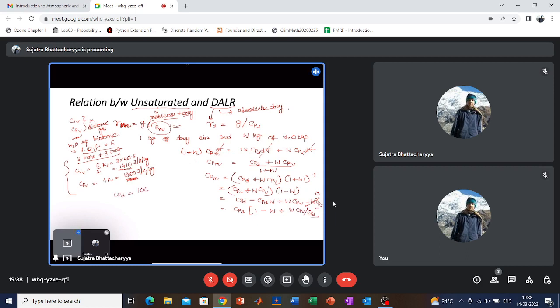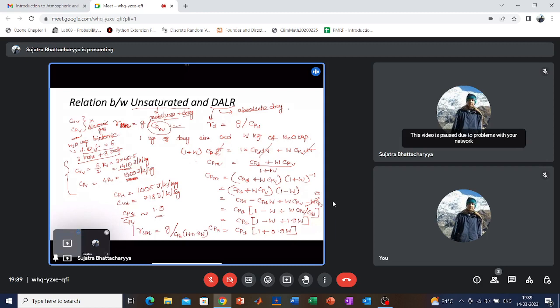We have already derived that, because dry air is a diatomic gas, CPD is 1005 joules per Kelvin per kg, and CVD I am also writing, that is about 718. Now CPV by CPD is roughly about 1.9, because 1900 and 1000 almost. Therefore it will be CPD (1 minus W plus 1.9 W), and this comes out to be CPD (1 plus 0.9 W). Okay, this is CPM. Therefore, gamma unsaturated will be equal to g by CPD (1 plus 0.9 W).